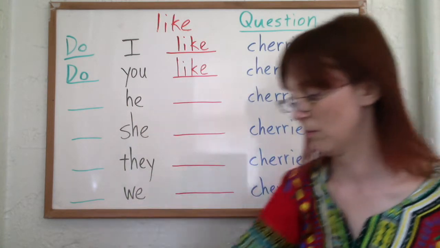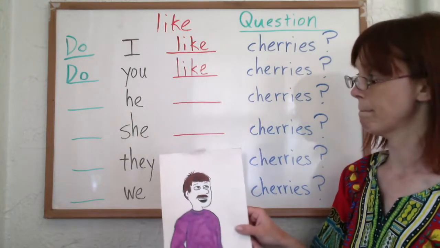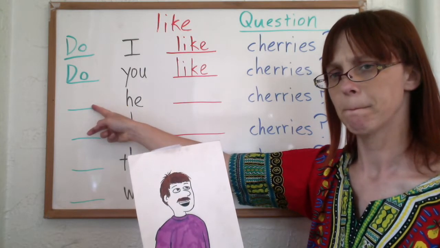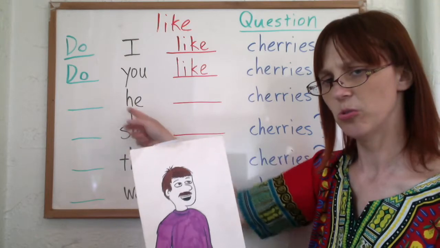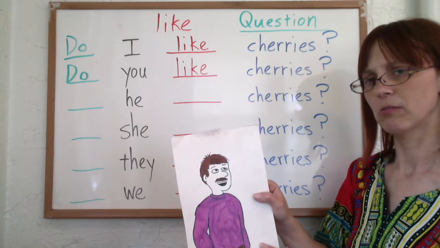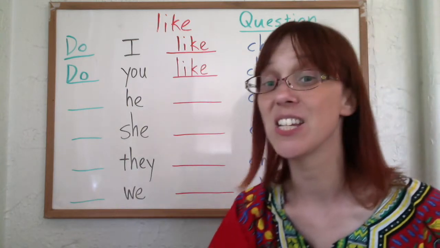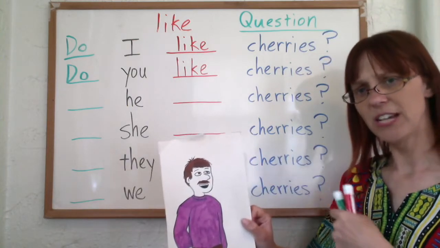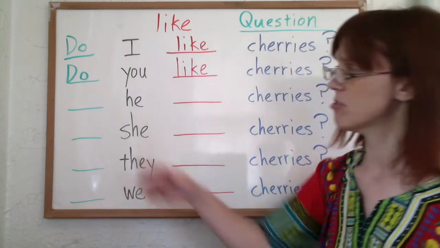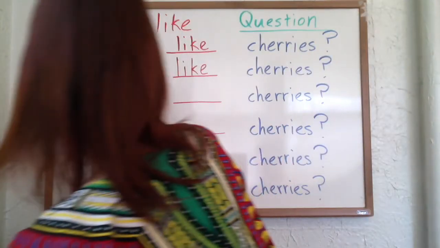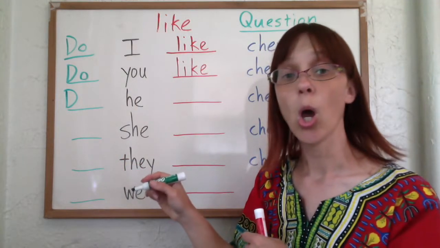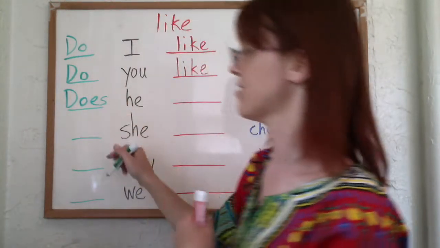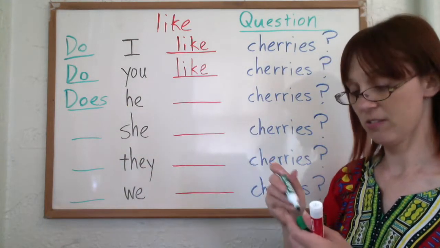He. What goes here? Do he like cherries? No. Does he like cherries? So that's D, capital D, O, E, S. Does he like cherries?